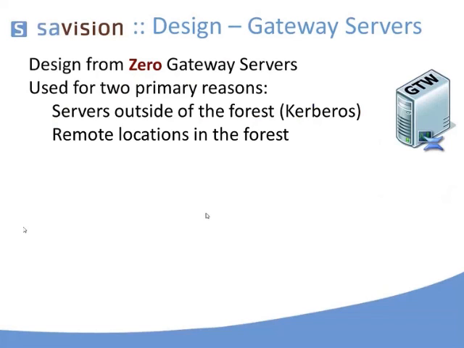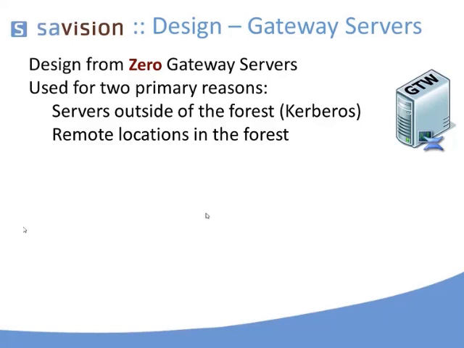Now, as soon as we get outside of that forest, we no longer have the Kerberos ability. So outside of the forest, it makes a lot of sense because I can use certificates. My agents in a remote forest communicate locally to their gateway server. The gateway server has a cert. The cert communicates over to the management server, which has a cert, and we preserve that chain all the way through. So for remote locations, that's pretty easy to see. For servers outside of the forest, that is.